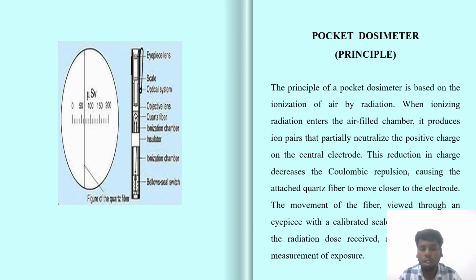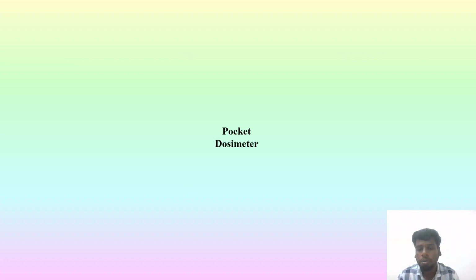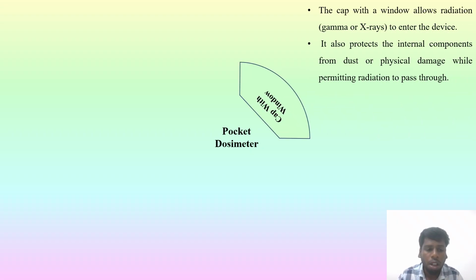Now the construction. Typically a pocket dosimeter contains an ionization chamber, quartz fiber electrometer, charging electrode, wire, viewfinder, and a protective housing. First is the cap with window. It allows the radiation to enter the device. It also protects the internal components from dust and physical damage while permitting the radiation to pass through.